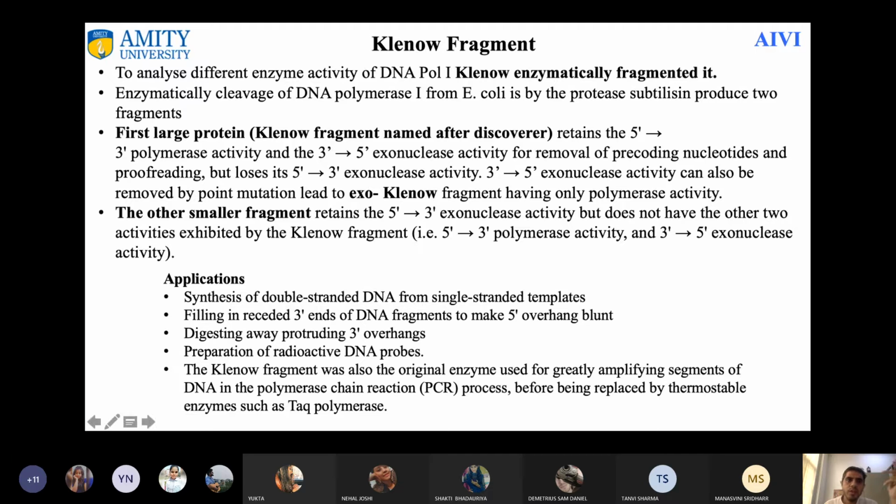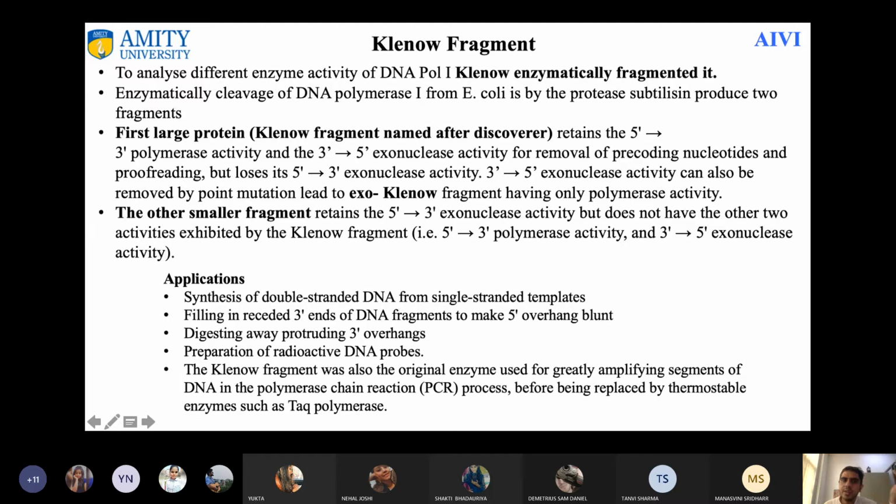What are those two portions? First is a large protein. That large protein is called the Klenow fragment, named after the discoverer. So who was working on this? Who was analyzing? Klenow was analyzing. On that name, the fragment is called the Klenow fragment. So what are the properties of this Klenow fragment? The first is 5' to 3' polymerase activity. Second is 3' to 5' exonuclease activity. So that means this has the proofreading activity and the polymerase activity.